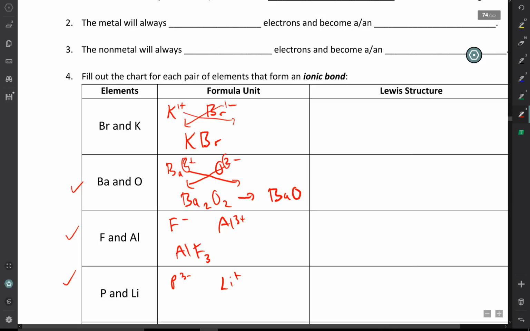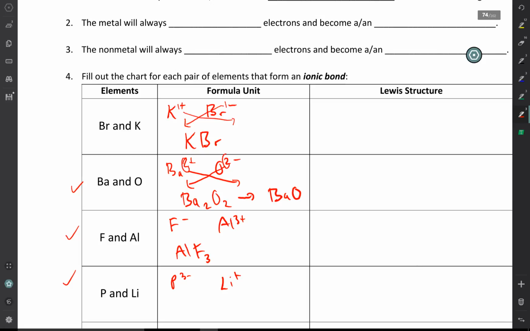When I use the crisscross method, I end up with AlF3. Each aluminum ion has a charge of +3. Each fluoride ion will have a charge of -1. So to make sure those charges are balanced and the compound is electrically neutral, I need to have 3 fluoride ions to offset the charge of the 1 aluminum 3+.